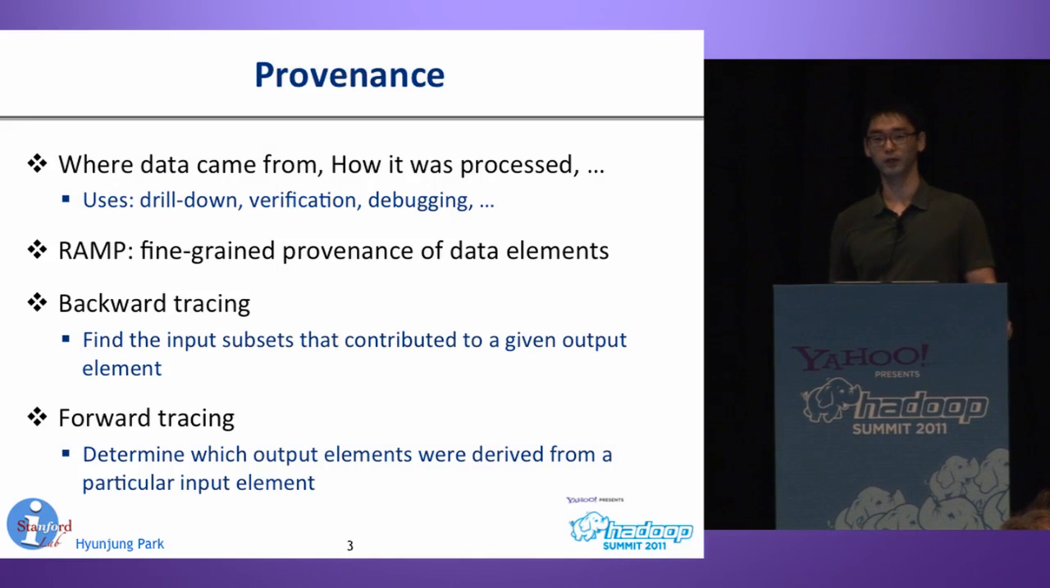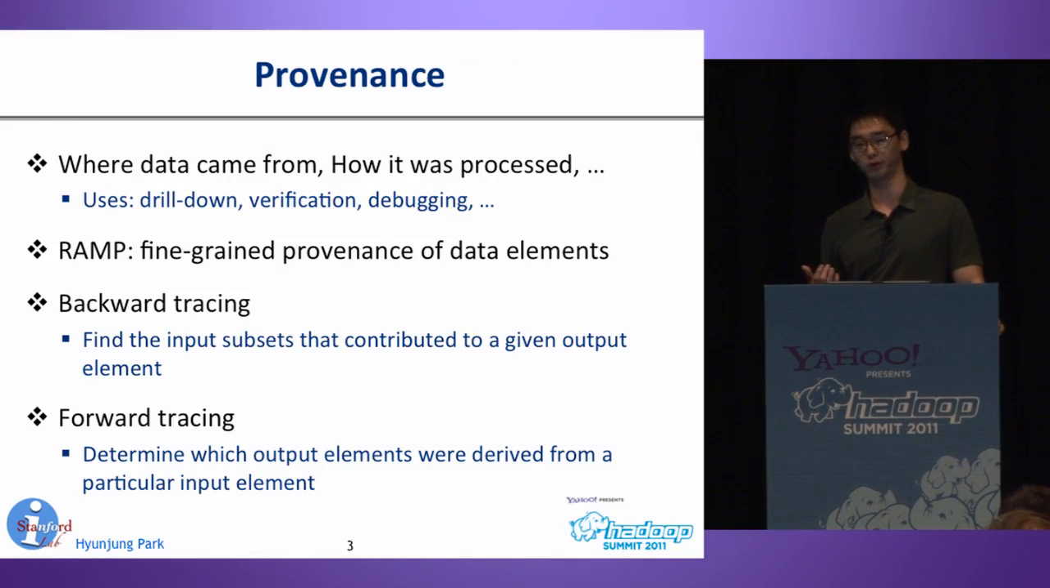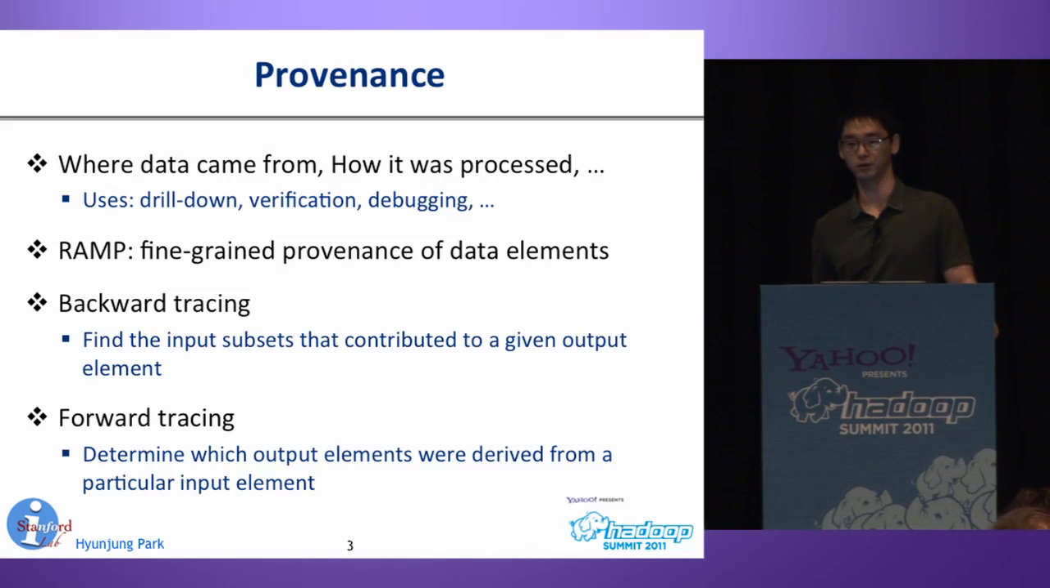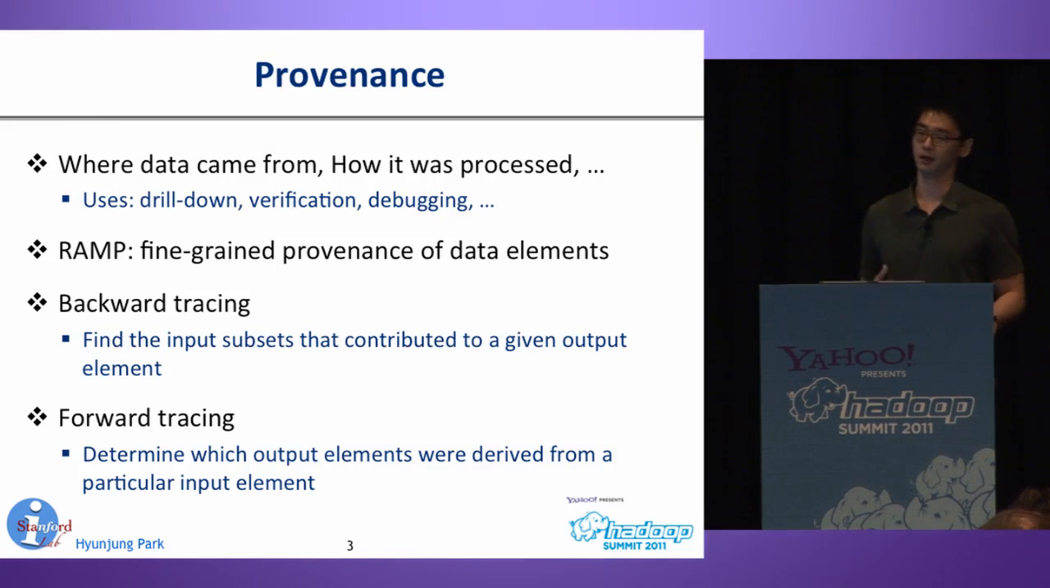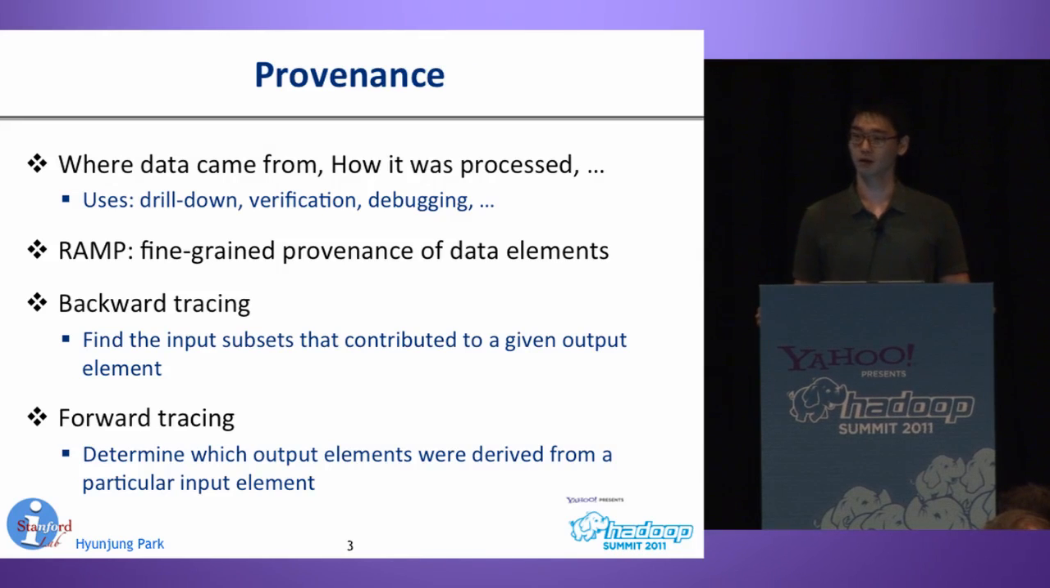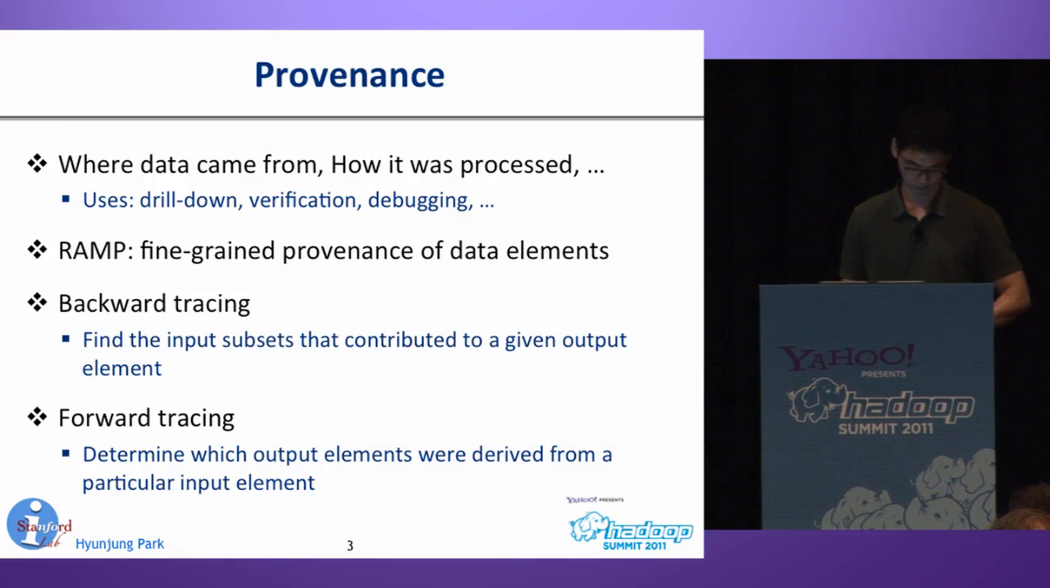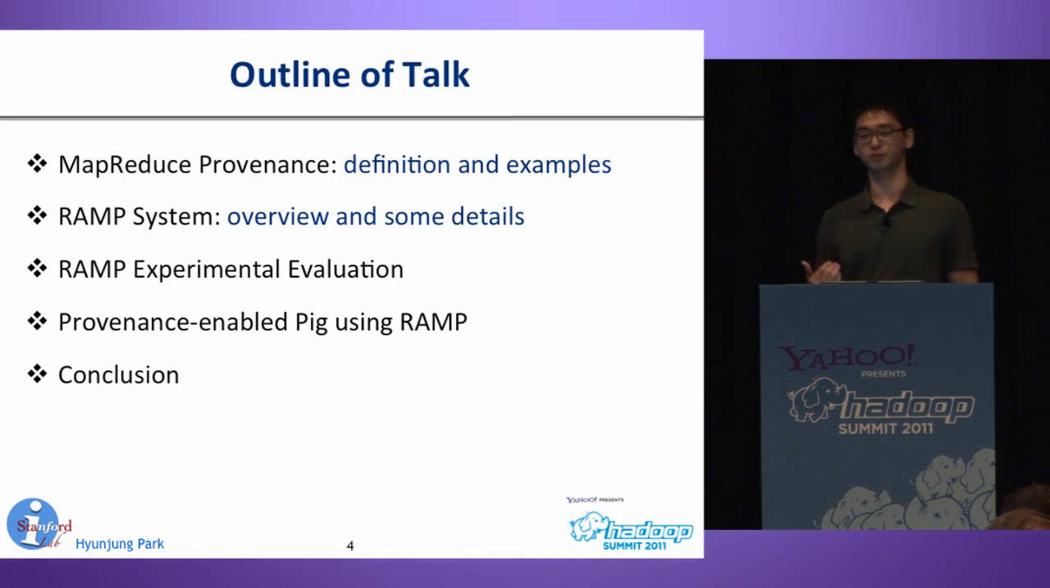Our goal in this work is first to capture provenance with as low overhead as possible in terms of running time, space, and the programming effort. And second, to support very efficient backward tracing operation. In the rest of this presentation, first of all, I'm going to define MapReduce provenance, and we'll see an example of that. Then I'll describe the RAMP system in some detail and go over the experimental results. And finally, I'll give you one more realistic use case, which is a provenance-enabled Pig running on top of RAMP.